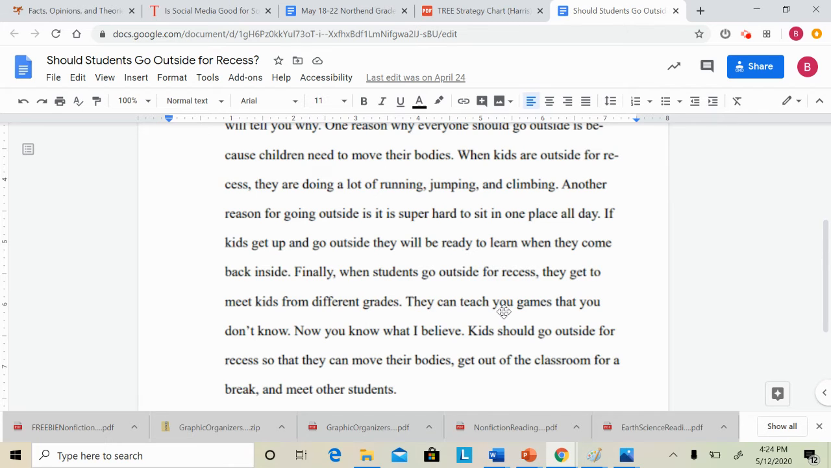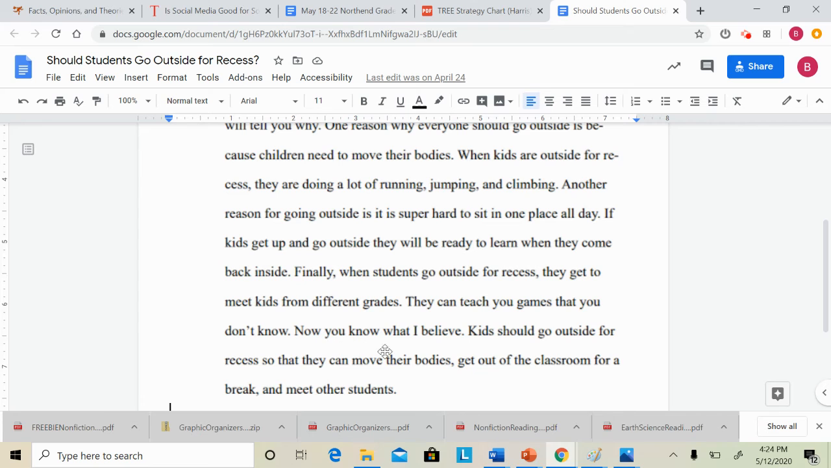"They can teach you games that you don't know." Awesome. So that's our last example that says more about our reason. It explains how and what kids can do when they meet kids from different grades.